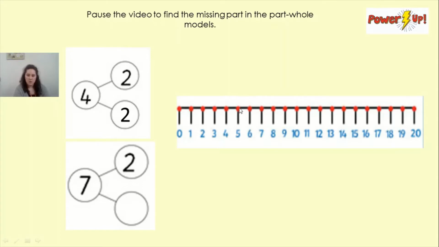1, 2, 3, 4, 5. Oh, and I'm stopping here because I've landed on the number 2. Now, do you remember how many jumps were there in between? That's right, there were 5 jumps in between. So I know the difference between 7 and 2 is 5. So that must be the missing part in my part-whole model. There we go.